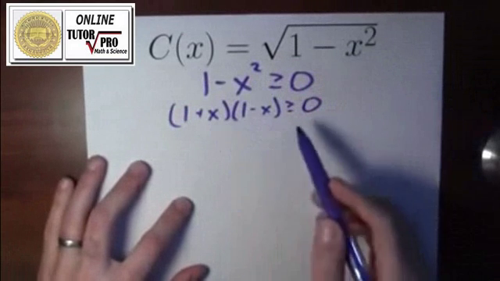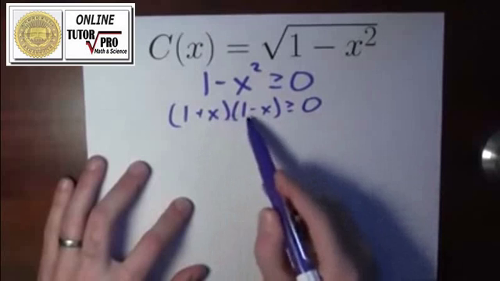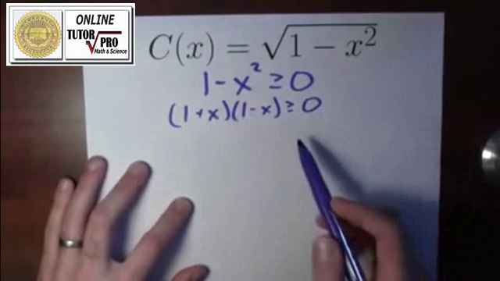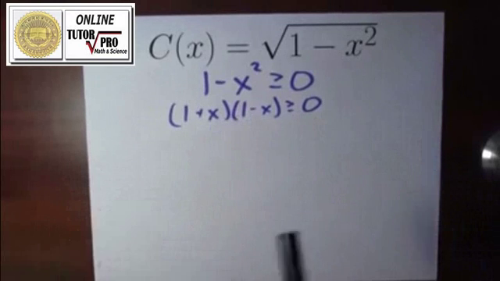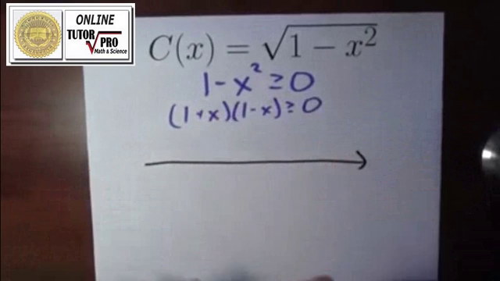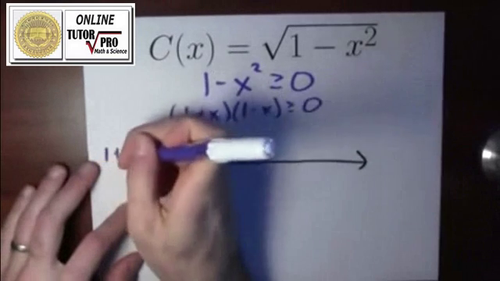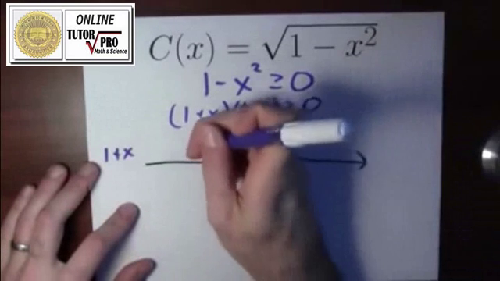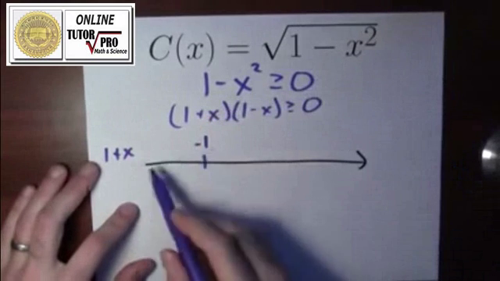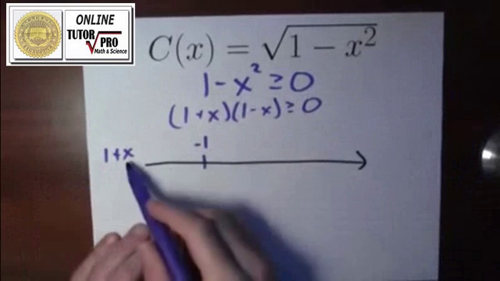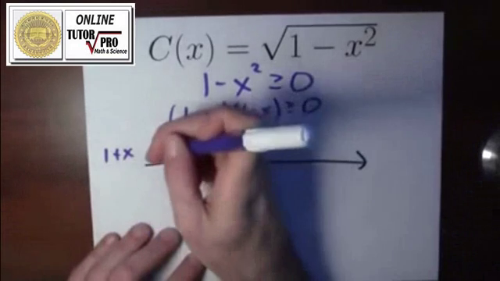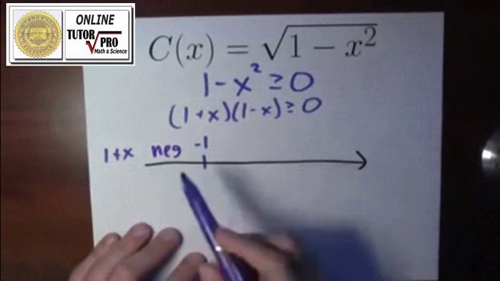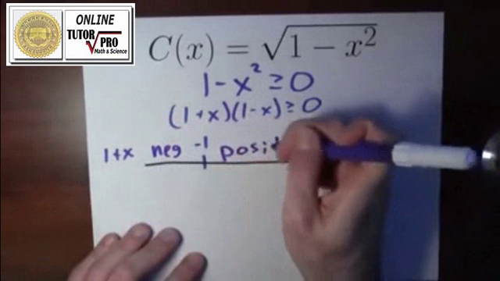I'm looking for when that's non-negative. This is a little bit easier to think about because now I just have to figure out when these two terms have the same sign, right? When they're both positive or both negative, then their product is bigger than or equal to 0. So to think about that, I'll draw a number line, and I'll first think about when 1 plus x is positive and negative. So something special happens at minus 1. Right? When x is minus 1, 1 plus x is 0. When x is less than minus 1, 1 plus x is negative. And when x is bigger than minus 1, 1 plus x is positive.